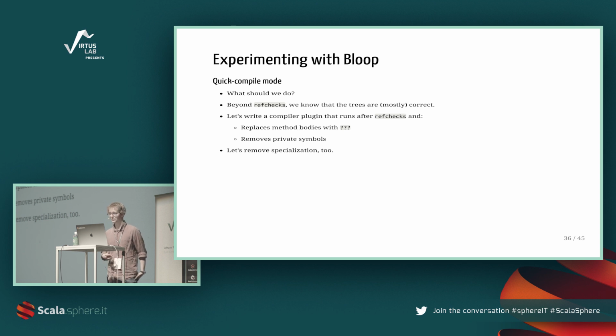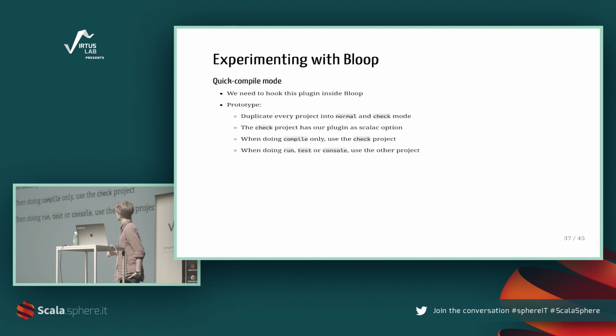So what would be the idea? If we go beyond ref checks, we know that the trees are mostly correct. So what we can do is run just after ref checks and replace all the method bodies with triple question mark, and also get rid of all the private symbols, because we don't need those since we know that the trees are correct. And hopefully that means that we'll have much less code to compile, and so it could run faster. So also, if we have no intention of running those class files ever, we can just get rid of specialization to shave off a few percent of compilation time too.